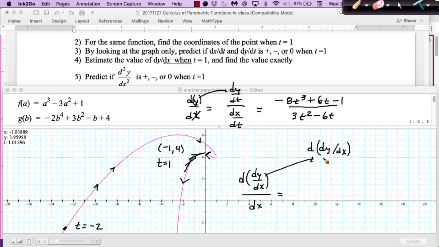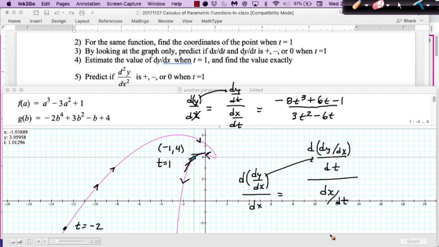d dy dx with respect to t, but then that's with respect to t. I need it with respect to x, so divide by dx dt again. So getting the second derivative with respect to x is the same pattern as getting the first derivative with respect to x. I take the derivative of what's in parentheses with respect to t, but then I need it with respect to x, so I divide by dx dt. Same thing, I want the derivative of this with respect to x, so I take it with respect to t, but then I need it with respect to x, so I do dx dt.